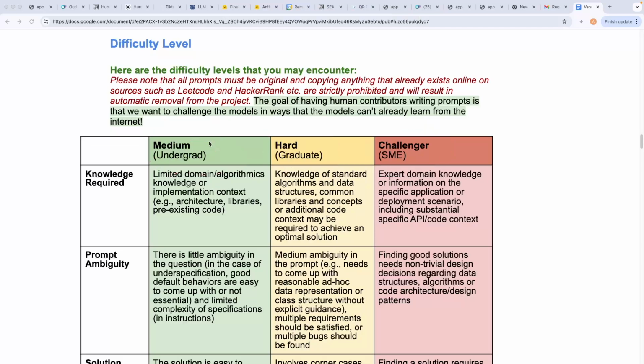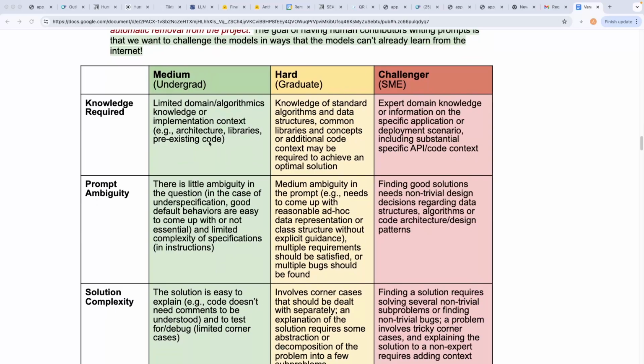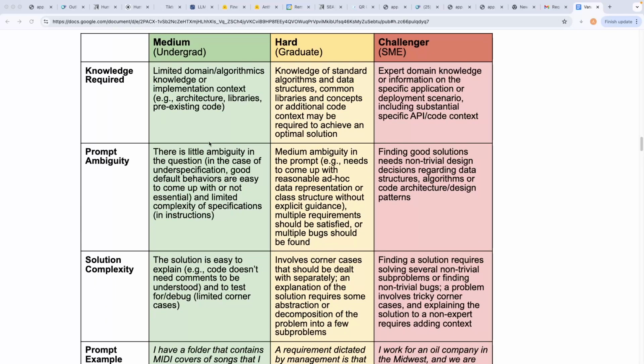Well, that's a good question. And that is why we have this rubric here. So we define the difficulty of the prompt based on certain categories. We have the knowledge that is required to solve that question, the ambiguity that is there in the prompt, and the complexity of the solution itself. These are the three categories which we use to define the difficulty itself. Now let us discuss what these categories are. So the first category that we have is called knowledge required.